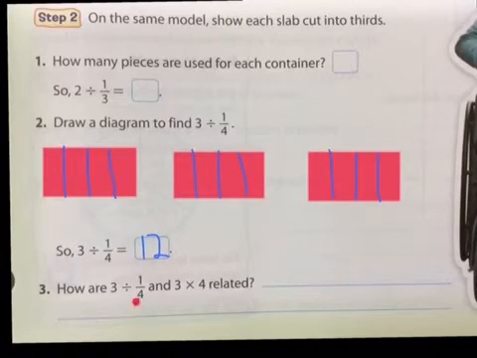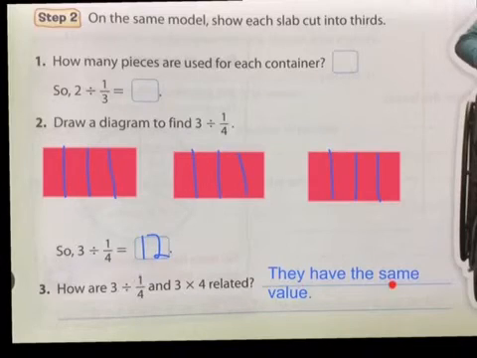So how are 3 divided by a quarter and 3 times 4 related? Well, 3 times 4 is 12, and 3 divided by a quarter is also 12. So they have the same value. There you go. Copy that down exactly as you see it. Draw your slabs, and I know you will have watched this video.